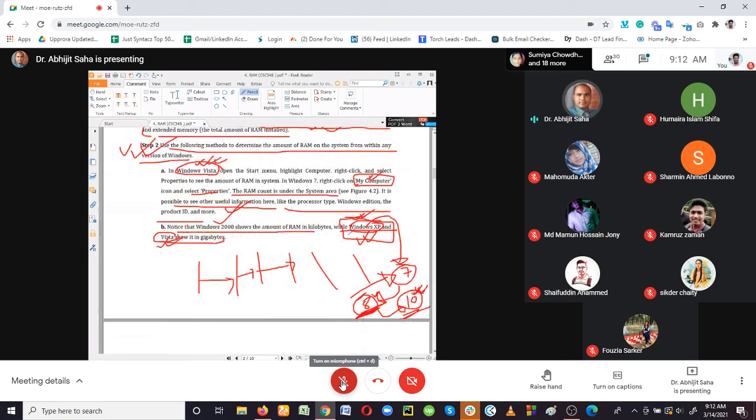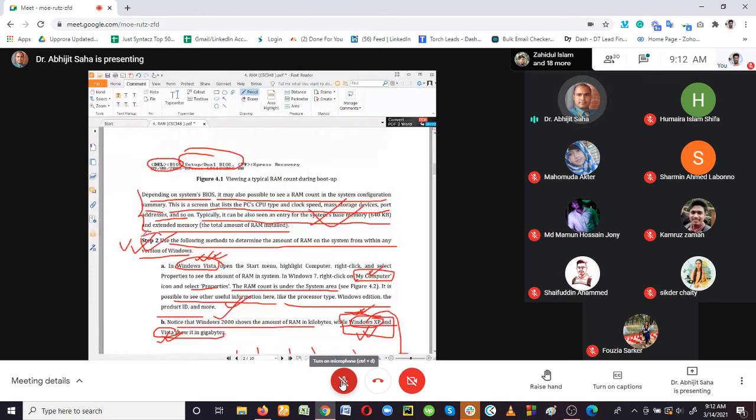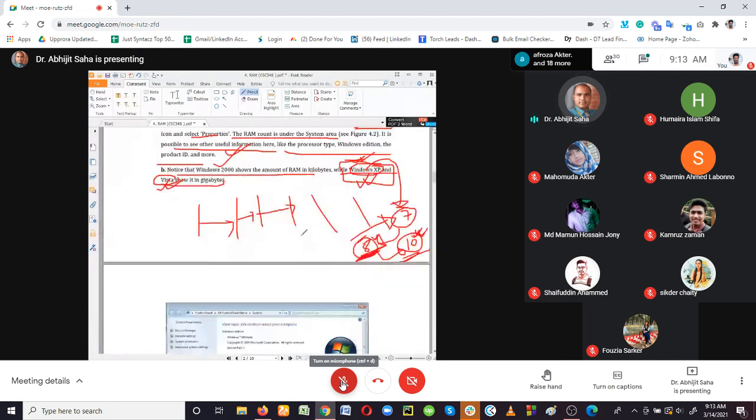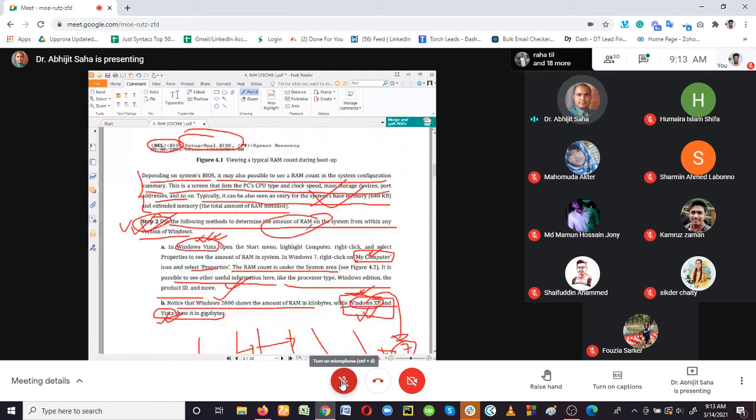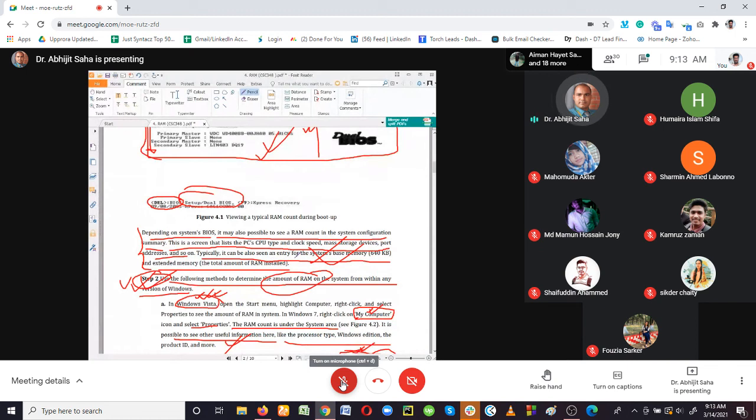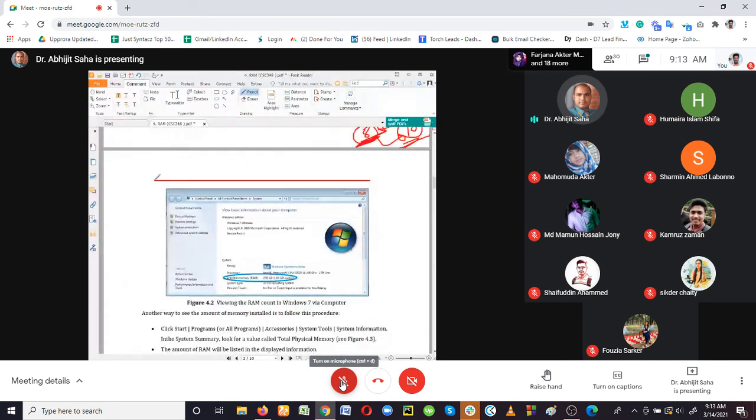Now coming back from the operating system to the steps, another way to check the amount of RAM is this: when you start your computer, on the desktop you can see the My Computer icon. Right-click on the My Computer icon and you are going to get Properties. If you visit Properties, you'll be able to see this panel. This panel tells you which operating system you are using, and then the copyright.